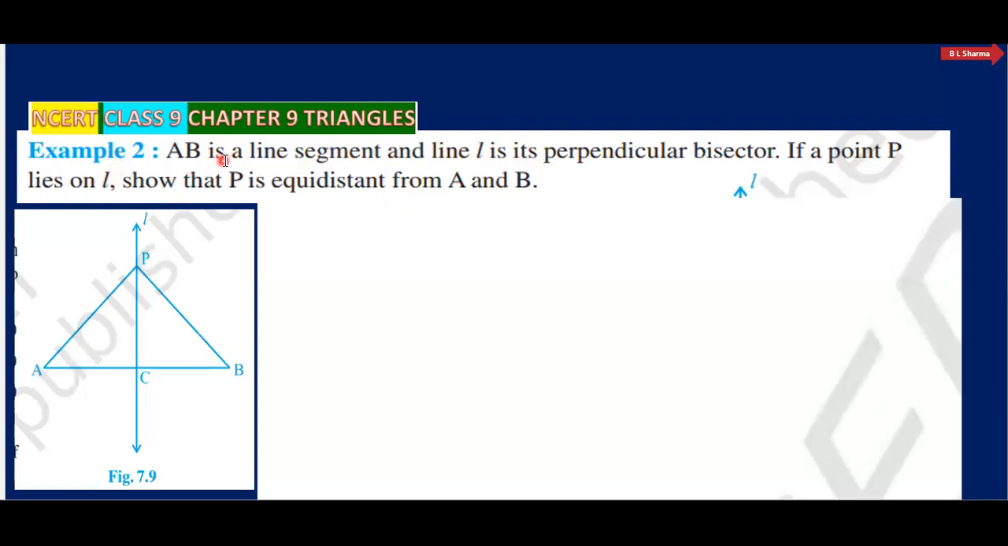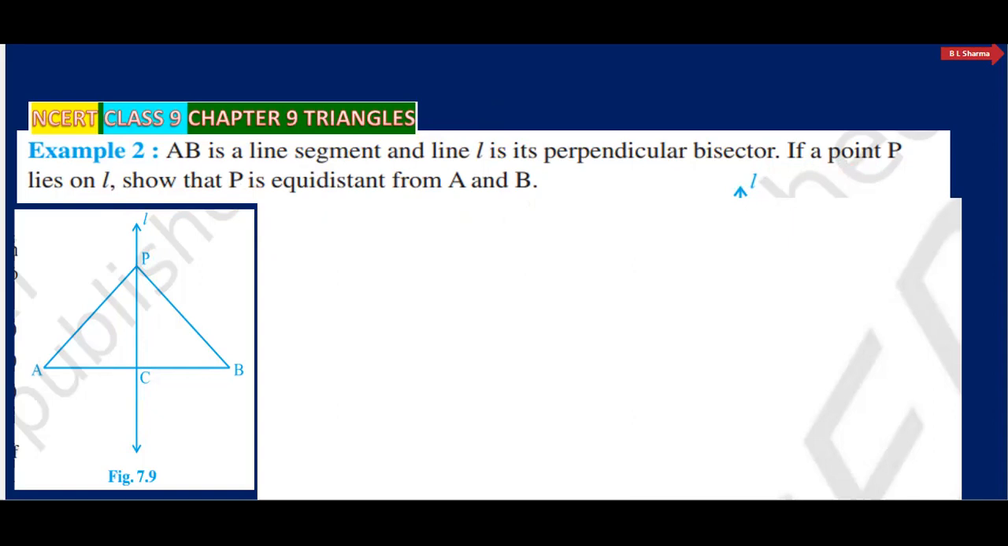Example number 2. AB is a line segment and line L is its perpendicular bisector. AB is a line segment and this line L is perpendicular bisector of AB. Perpendicular bisector means this line L is passing through the midpoint of AB. Bisect means divide into two equal parts. Bisect का meaning होता है two equal part में divide करना. If a point P lies on the line L, show that P is equidistant from A and B.